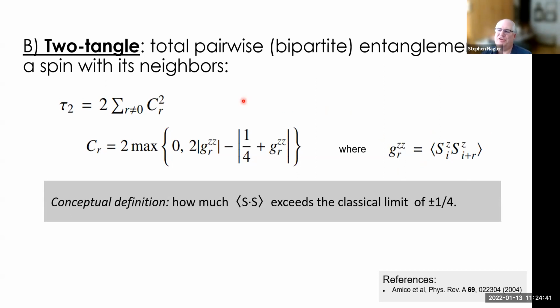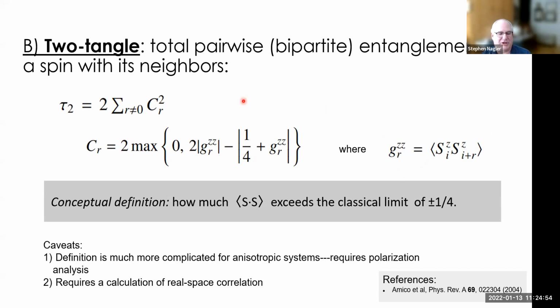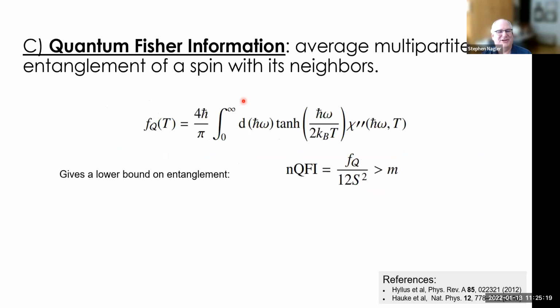Basically, this is measuring how much this correlation exceeds the classical limit of plus or minus a quarter, if you like, right? So if I have S plus 1 compared to a quarter, obviously in the quantum limit that's different. But if I have an anisotropic system, the definition gets somewhat complicated. It requires a calculation of the real-space correlation, and this isn't always applicable to any entangled system. For example, the KCuF3 quantum spin liquid, which was discussed yesterday, basically has a two-tangle of 0, even though everybody would agree it's highly quantum entangled, right?